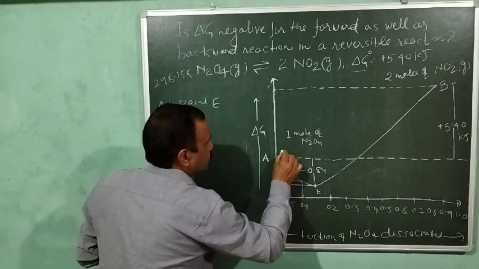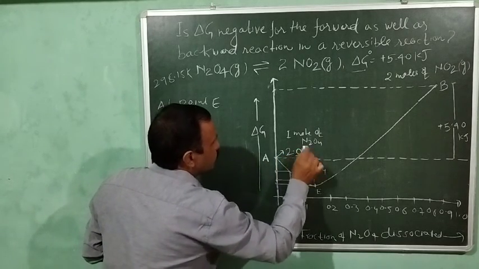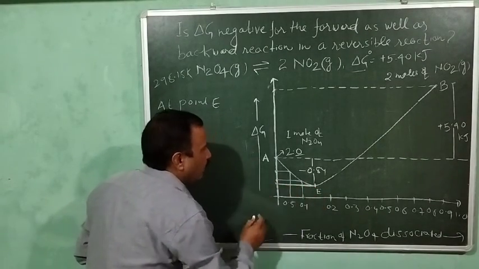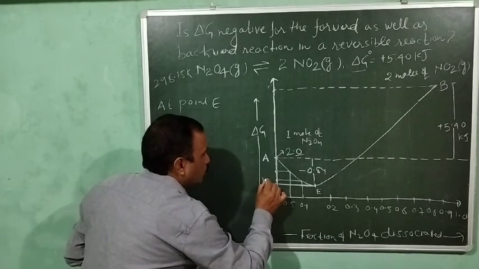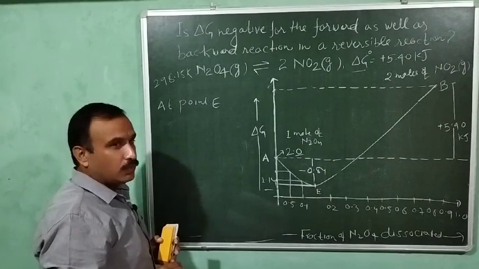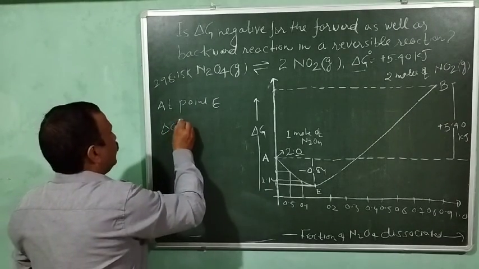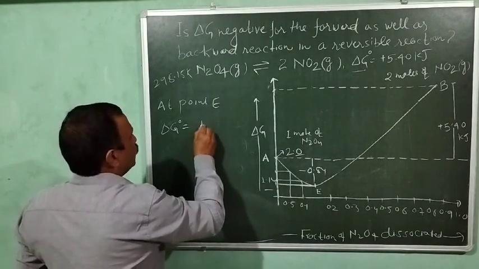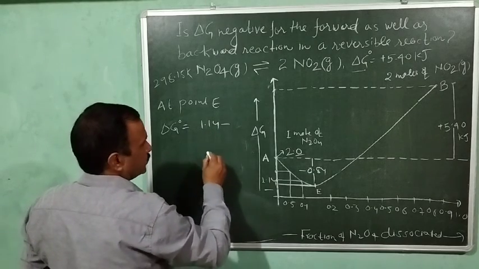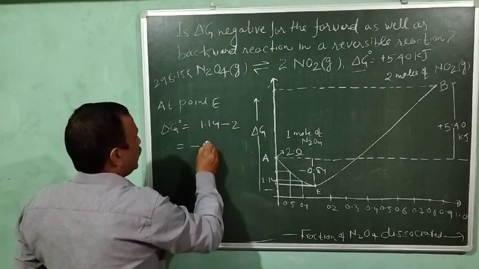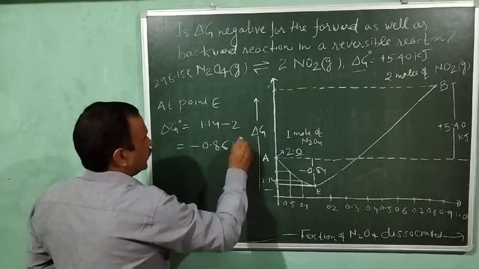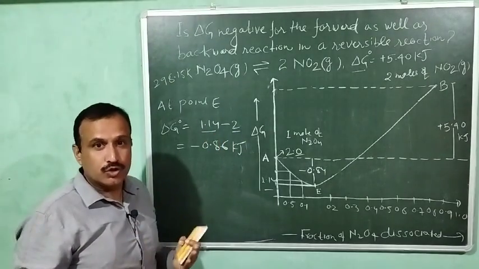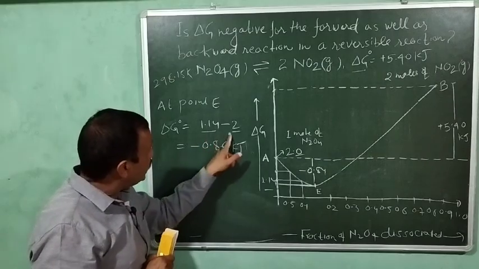So let the free energy at point A be 2.0 kilojoules and at point E we have free energy equal to 1.14. Okay, then the delta G naught, that is the difference in the free energy of equilibrium mixture and the reactant, it will be equal to 1.14 minus 2 and it will be equal to minus 0.86 kilojoules. Okay, but these two values are imaginary. I have supposed these values to make you understand what this free energy change is.